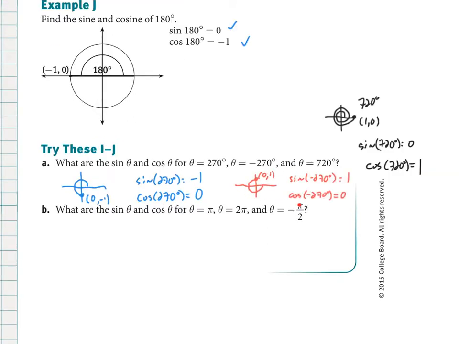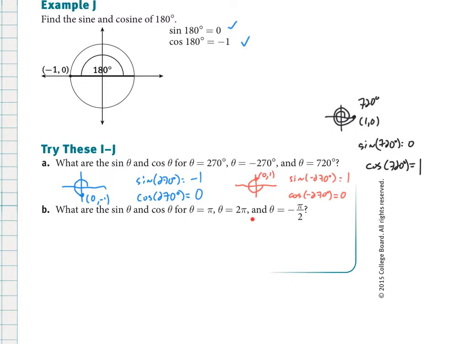Okay, here's the solution for -270. It winds up being over at 90. It's coterminal with 90. And then 720 is 2 rotations, so it's like it didn't go anywhere. It's like it's 0 degrees. So sine of 720 would be 0. Cosine of 720 would be 1.